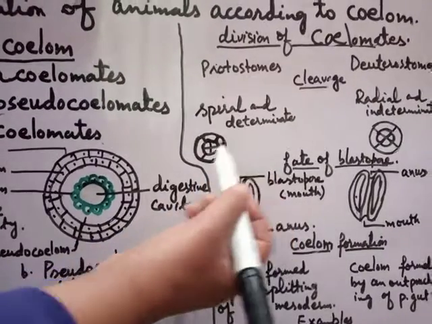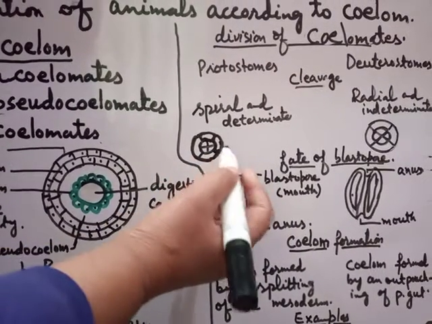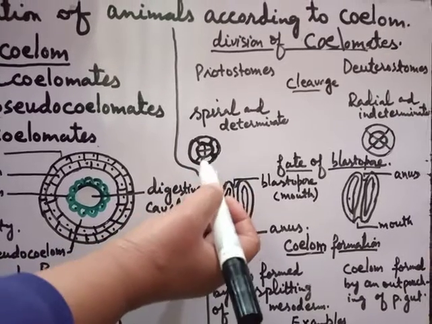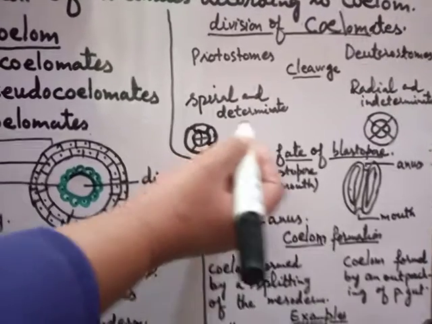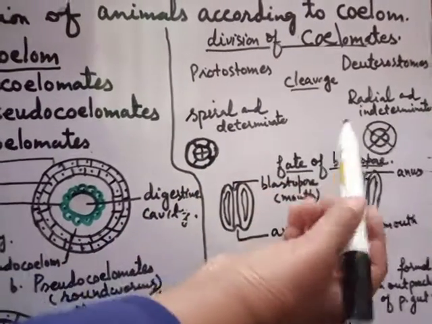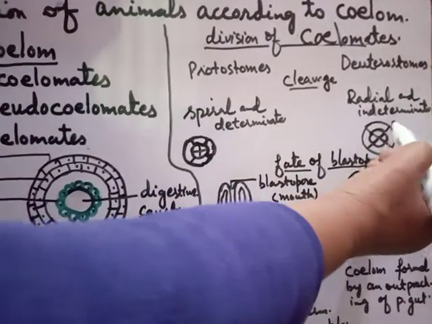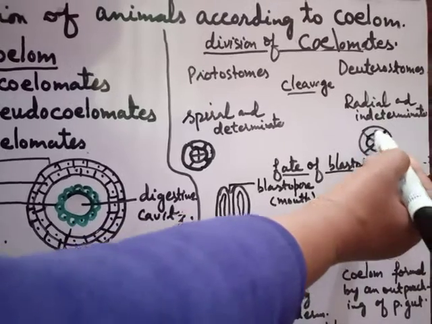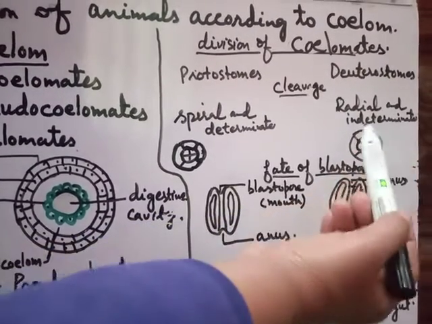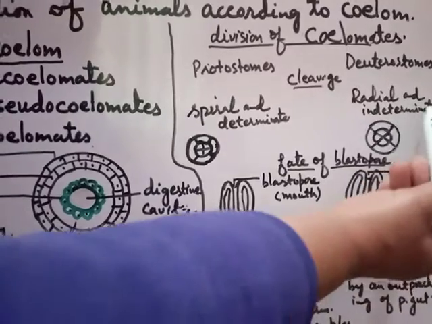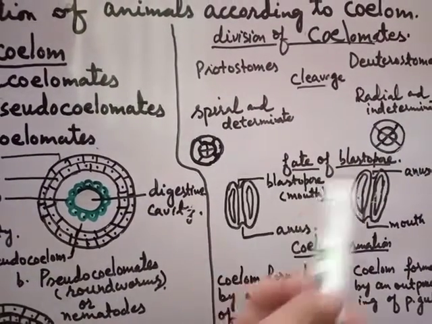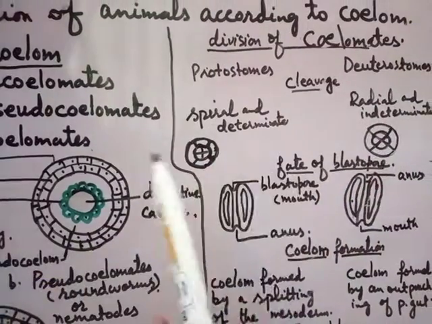Now why do we call it determinate? Because the fate of each cell is determined. You can forecast the fate of each cell, that this cell will later on form what kind of organ. While in this case, you can see cleavage is what, radial. Cells are radially arranged on each other. And indeterminate, you cannot forecast the fate of cells beforehand.